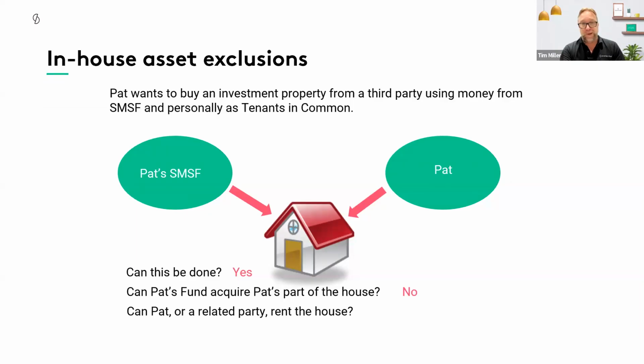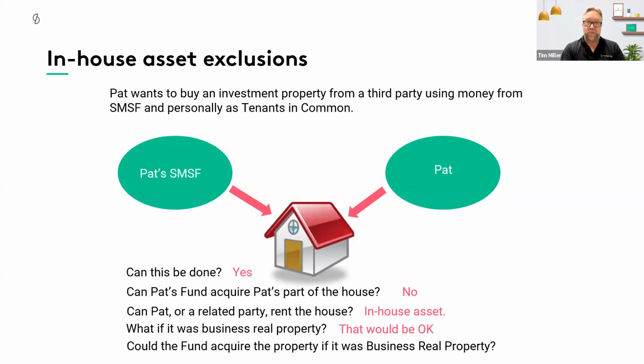Can Pat or a related party rent the house? It'd be an in-house asset. So you see the distinction. I'm not saying no, you can't do it, but it would be an in-house asset, which would suggest it's highly unlikely that you could do it based on valuation. What if it was business real property? Then it would be okay. Could the fund acquire the property if it was business real property? Yes. So you've got this capacity to do that in those sets of circumstances.